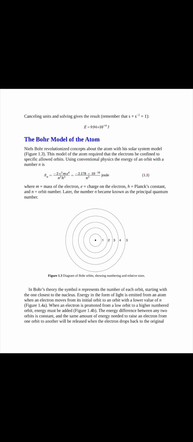Energy in the form of light is emitted from an atom when an electron moves from its initial orbit to an orbit with a lower value of n. Conversely, when an electron is promoted from a lower orbit to a higher numbered orbit, energy must be added. The energy difference between any two orbits is constant. The same amount of energy needed to raise an electron from one orbit to another will be released when the electron drops back to its original orbit.